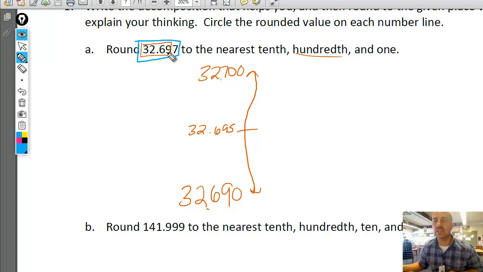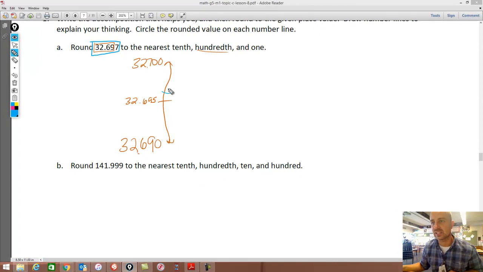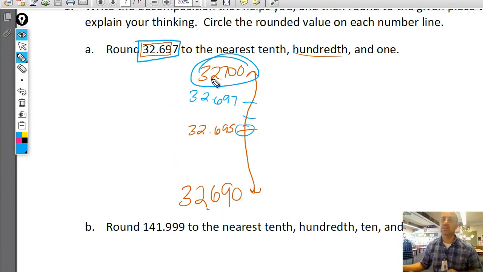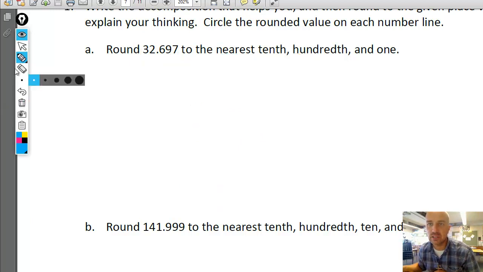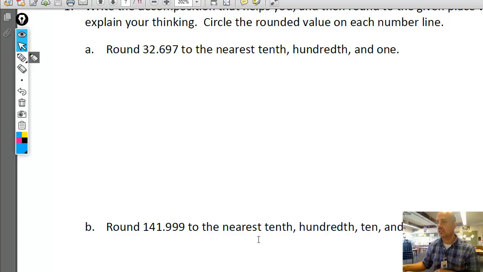Now I'm going to build this out. I have to go to the right because that really determines what I'm doing. So I have 32 and 697. So 32697 is higher than 32695. It will go 695, 696, 697, right? And since it's above the halfway point, that is my answer, 32.7, or 32 and 7/10. Sound good? Okay, let's scroll down then.